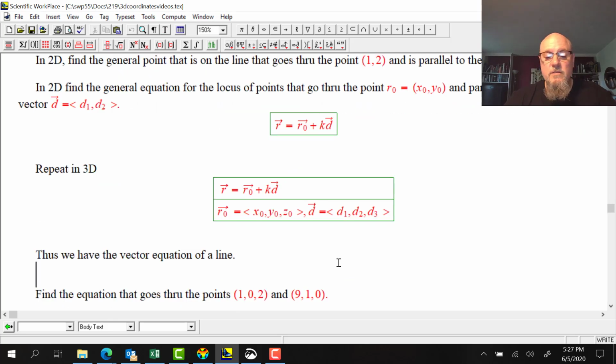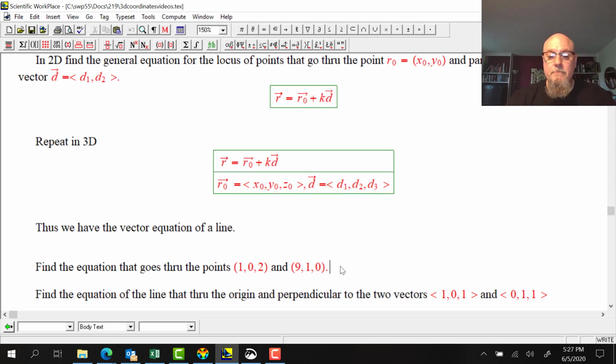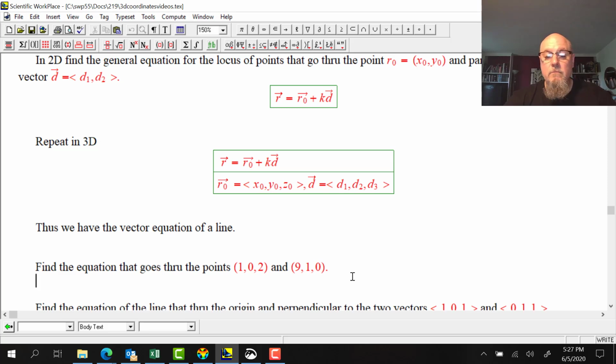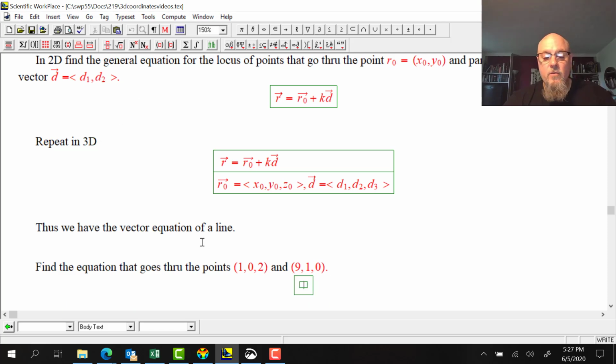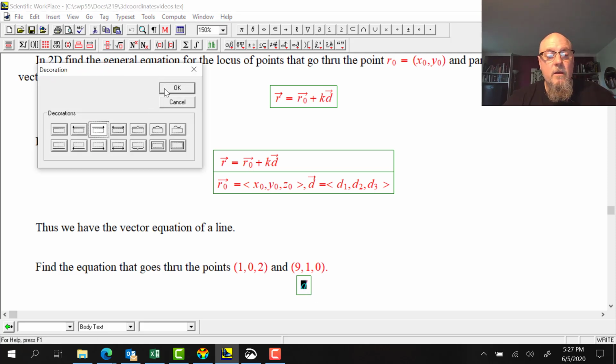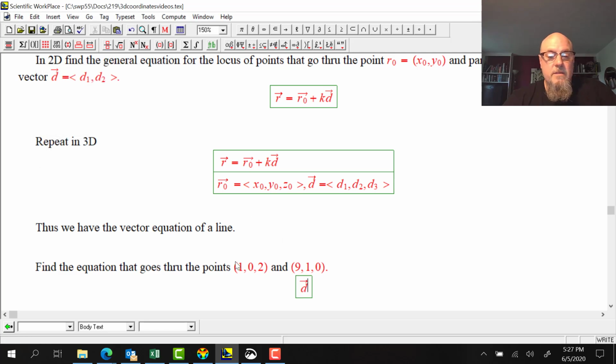So we have the vector equation of a line. Let's just use this in an example. I want to find the equation of a line that goes through those 2 points. Okay, what do I need for equation of a line? I need a point. Okay, I've got 2 of them. I only need 1. And I need the direction vector. So let's get the direction vector first. The direction vector for our line in question can be the vector that joins these 2 points.